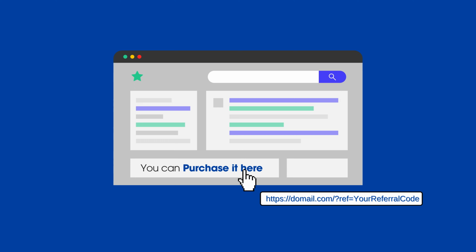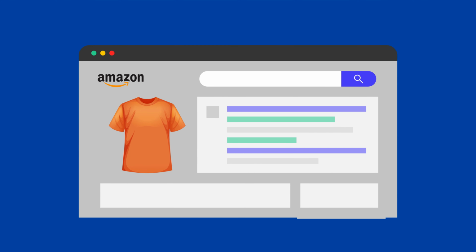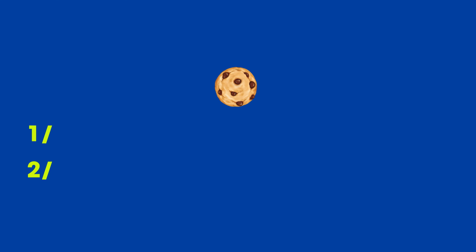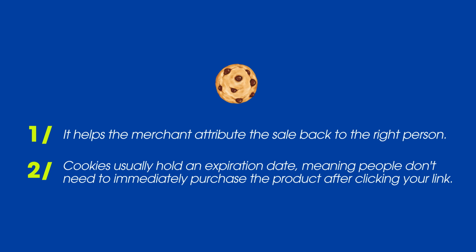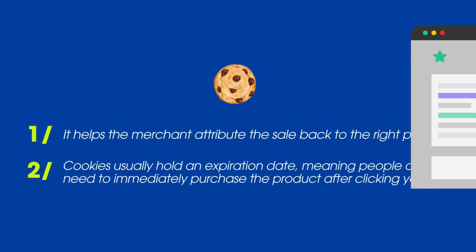When a visitor clicks that link from your blog, website, or wherever, a cookie is stored on their device. An affiliate cookie does two main things. First, it helps the merchant attribute the sale back to the right person. And second, cookies usually hold an expiration date, meaning people don't need to immediately purchase the product after clicking your link. Let's run through an example so everything is crystal clear.